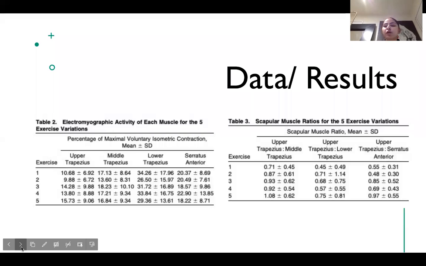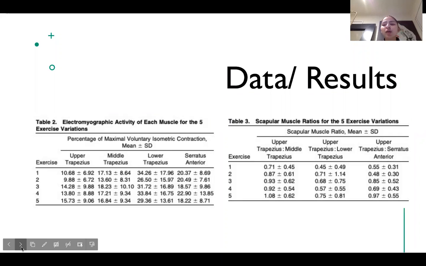So, the data and the results. In the study, it was found that having an open hand position rather than a closed hand resulted in an increase in middle trapezius and lower trapezius activities. So, using these closed hand activities had no benefit, but once they had used open hand positioning, we see how the kinetic chain had more of a response in our middle trapezius and lower trapezius muscles.